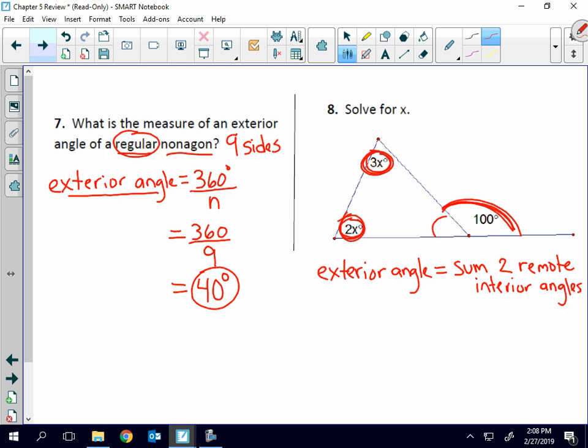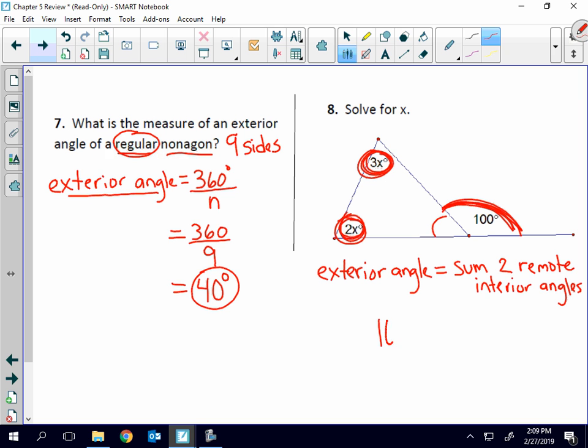Okay, and remote just means the far away ones. This one and this one are the farthest away from that exterior angle. I have 100. So I'm going to plug stuff into this equation that I have here. What is my exterior angle? It's right here. It's 100 degrees.